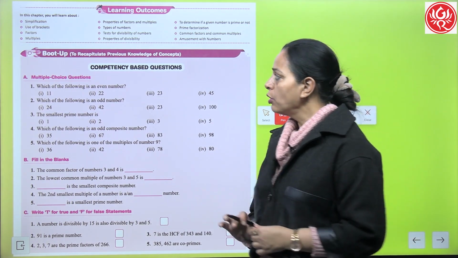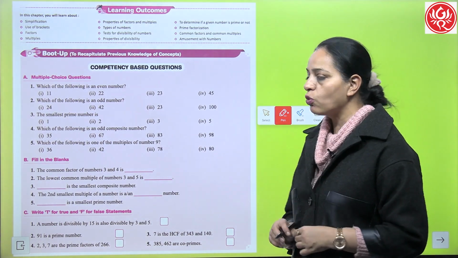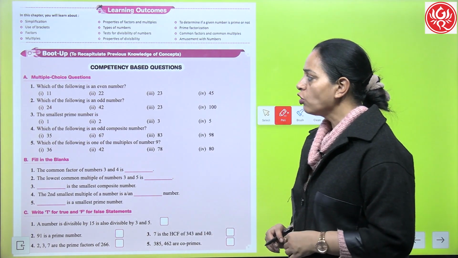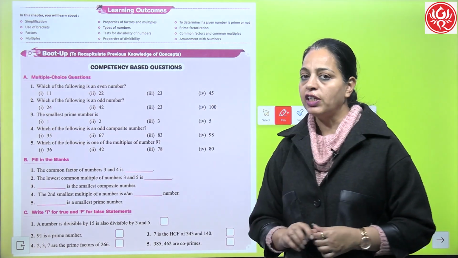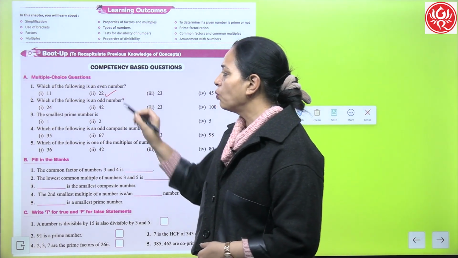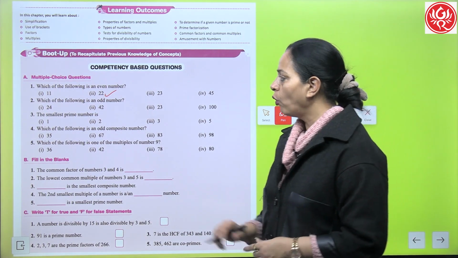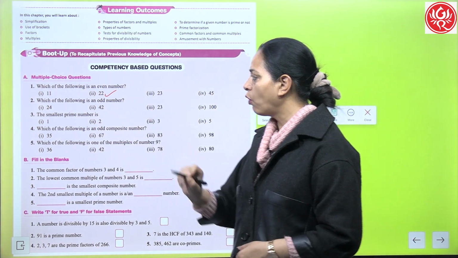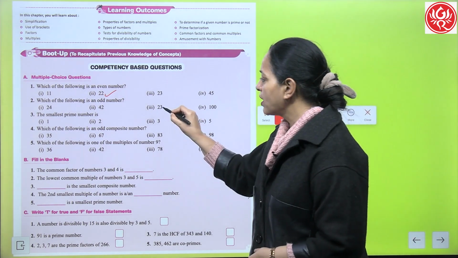Now, boot up. To recapitulate previous knowledge of concepts, competency-based question. A part, multiple choice questions. The first one, which of the following is an even number? So here 4 numbers. Out of these 4 numbers, which is an even number? 22. Second part. Okay. Now the second question, which of the following is an odd number? So see the first one 24, second 42, third 23 and fourth is 100. So what is the answer?